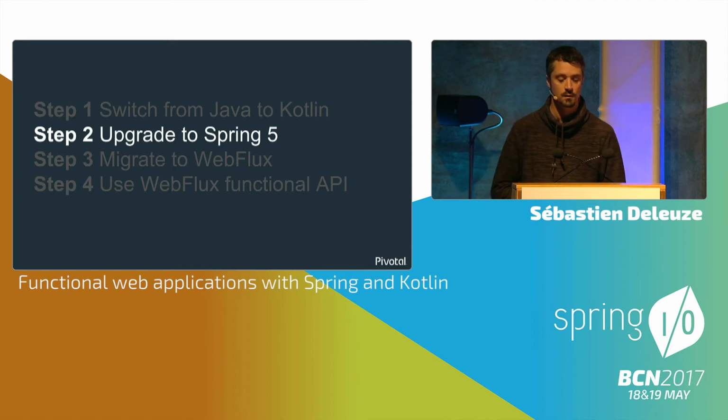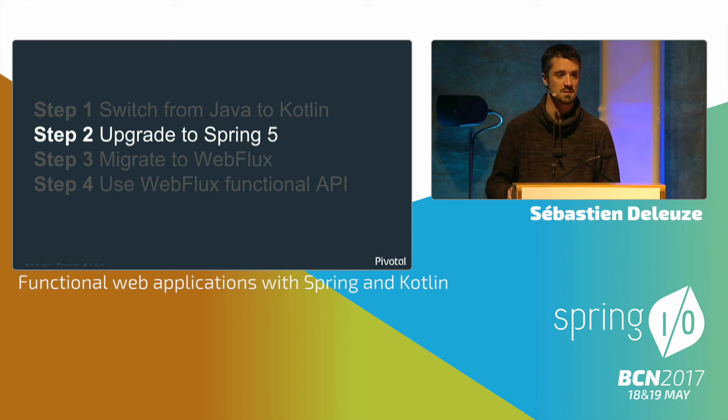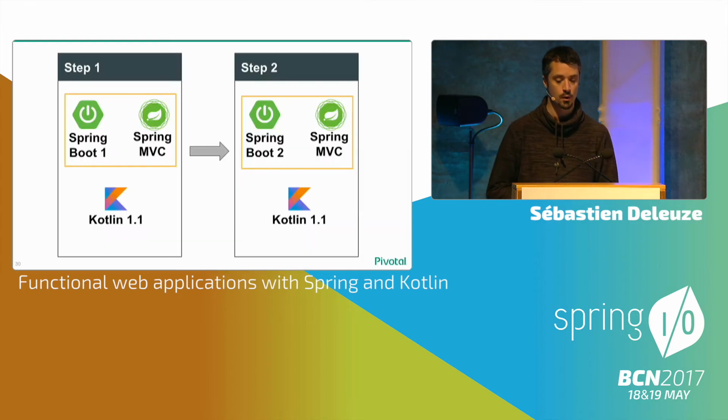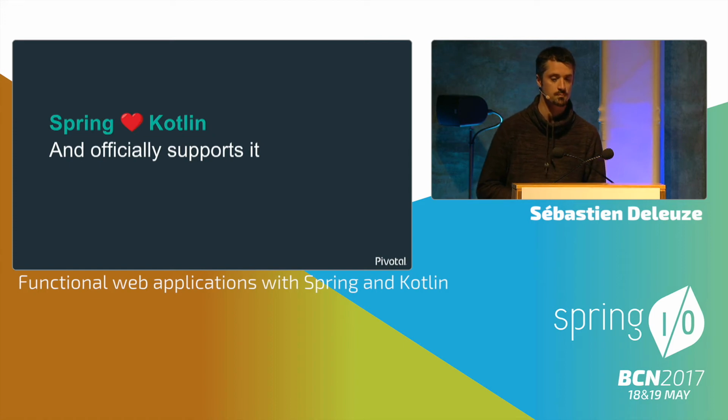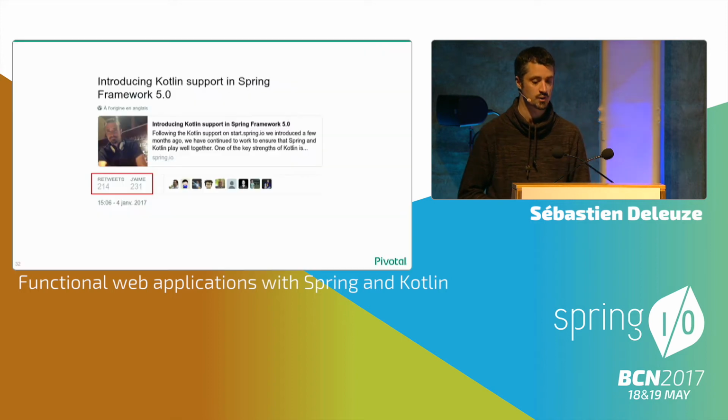Let's now see what upgrading to Spring 5 means, because what I have described is just using Kotlin with Spring Boot 1 without any specific support except the Maven and Gradle plugin. So now we are going to upgrade to Spring Boot 2, and Spring Boot 2 also means Spring Framework 5. So Spring loves Kotlin, and really with Spring 5, we are officially supporting it. It will be supported at the same level as Java, and that's not some small addition. We really officially support Kotlin to build Spring projects.